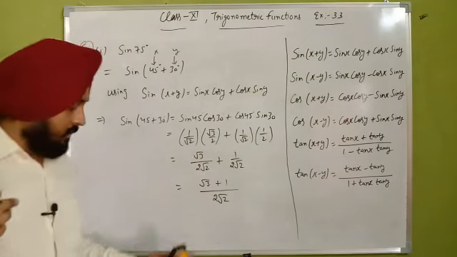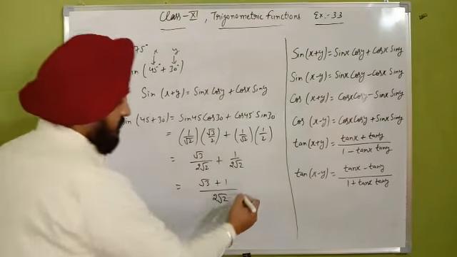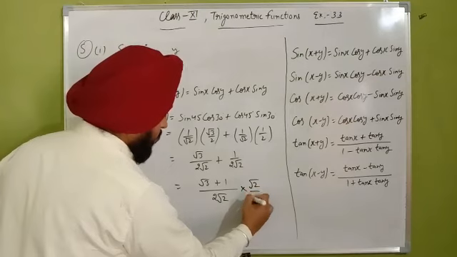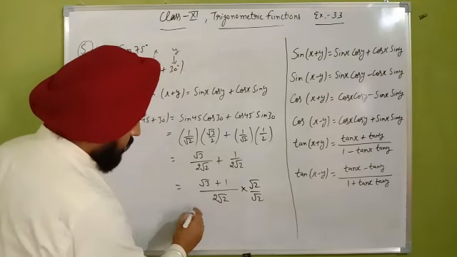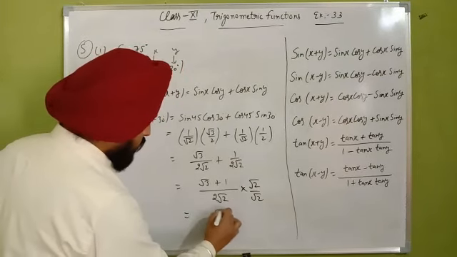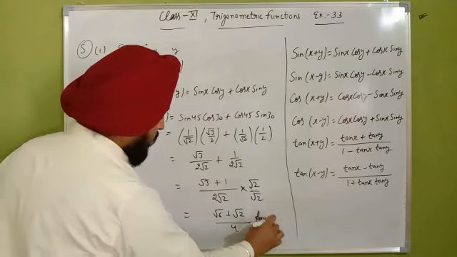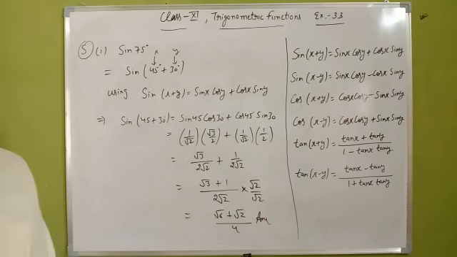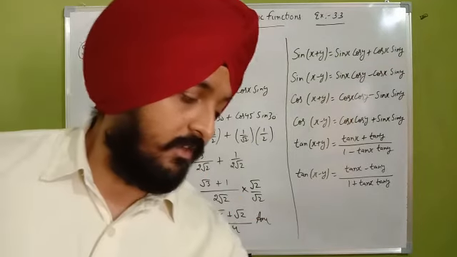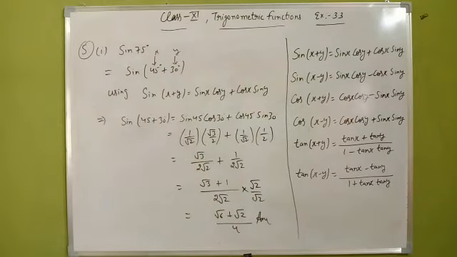And the next step is that you have to rationalize, because there is an irrational term in the denominator. Multiplying the numerator with the numerator and the denominator with the denominator, you will get the result square root 6 plus square root 2 upon 4 as the answer.